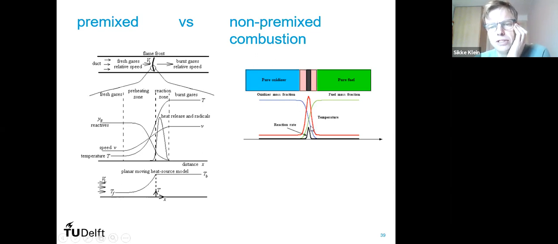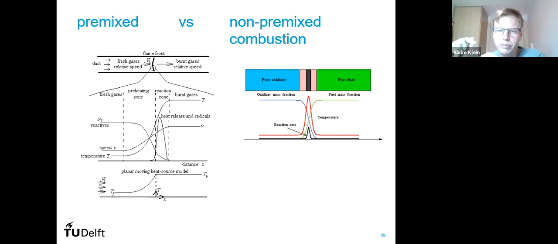But in reality, what happens is that at stoichiometric conditions, the combustion takes place. So you have the mixing here, and at stoichiometric conditions, because there you have the highest flame temperature and the highest flame speed, there you will have the combustion taking place. In this case, it's very important to know that with non-premixed combustion, the combustion interface will always be where you have the highest flame speed, with the highest flame temperature, and that is at the stoichiometric interface.